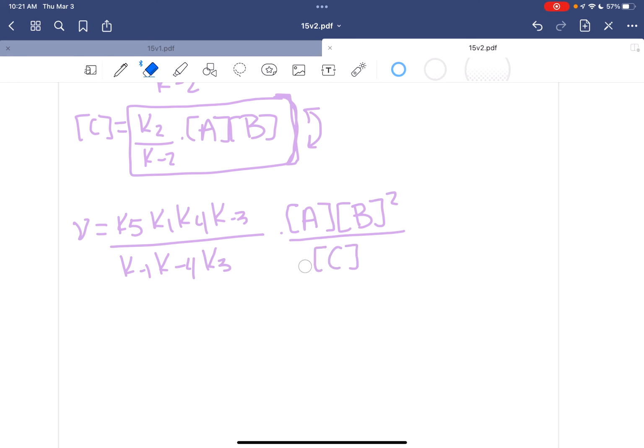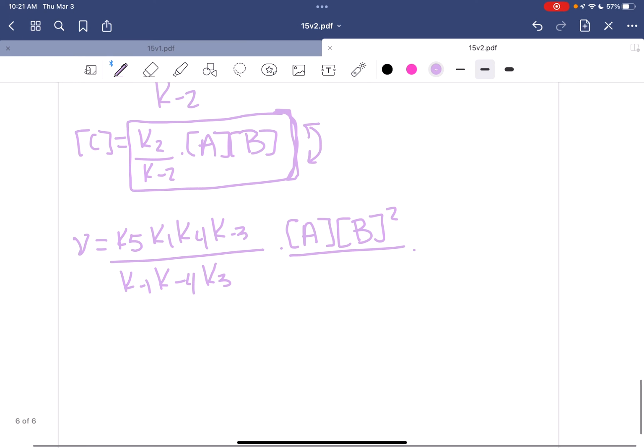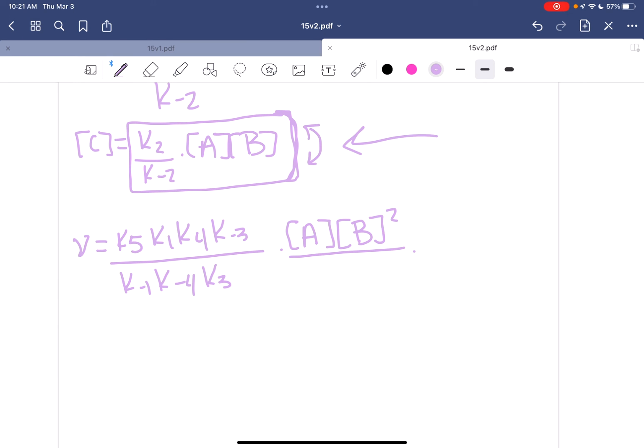So I am actually just going to erase it, and then we're going to multiply by the reciprocal of whatever C is equal to. So everything on the bottom becomes the top, so that's K minus 2. And then it's going to be divided by everything that was on the top. So that's K2 times A times B. And now we're going to do the same thing that we did before. We're going to cancel out anything that's similar on the top and the bottom. So we have an A and an A on the top and the bottom, and we also have some B's that we can cancel out.